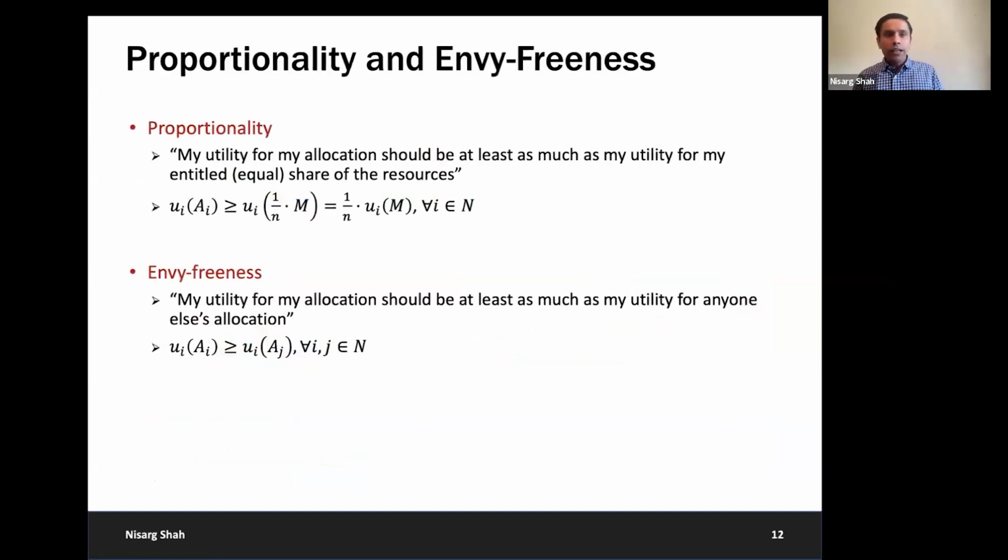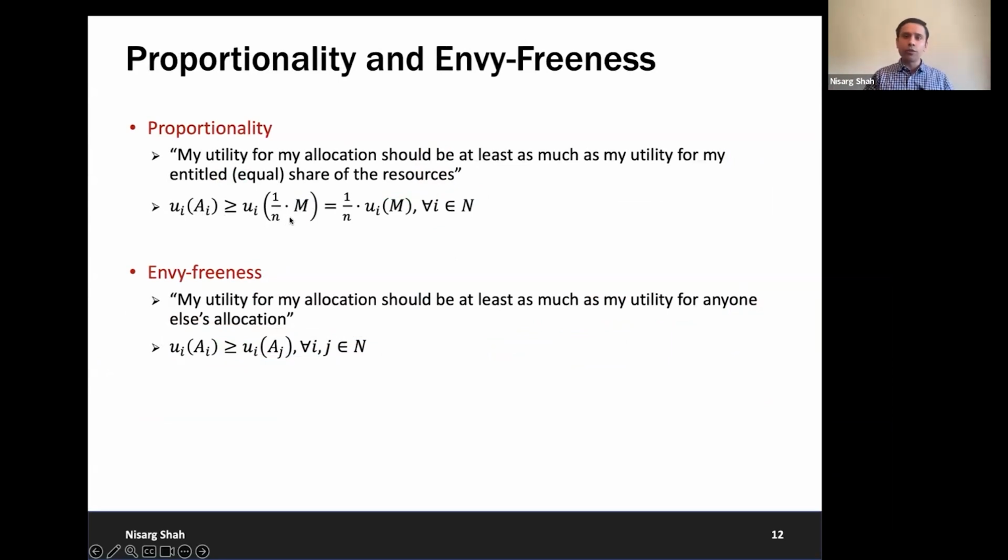And so more formally, the formal definitions look something like this. For proportionality, you would compare u_i of A_i. So this is the utility of agent i for the allocation given to agent i, and you would make sure that that's at least as much as the utility of agent i for her own entitled share of the resources, which is just 1/n of all the resources, where n is the number of agents.